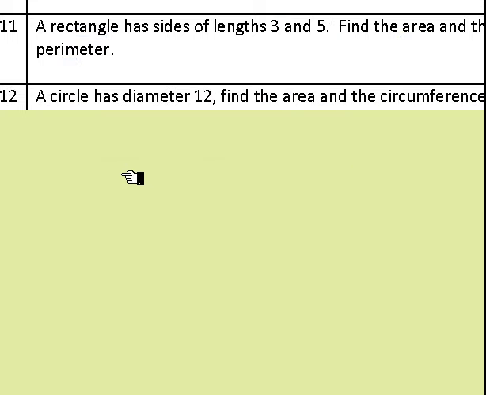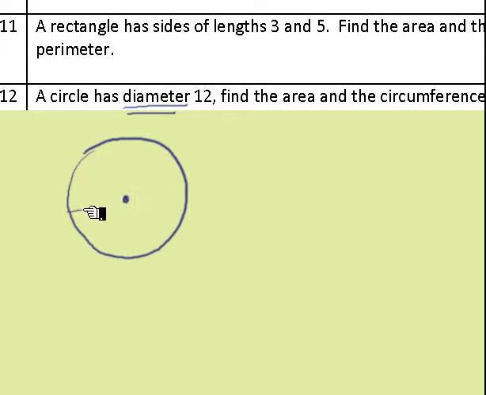Number 12 is about a circle, and this one says a circle has diameter 12. Now be careful to read this carefully. Sometimes we're given the radius, and sometimes we're given the diameter. This time we're given the diameter. Diameter consists of 2 radii. So here we have a diameter of length 12. That means the radius is of length 6. So the radius is 6.